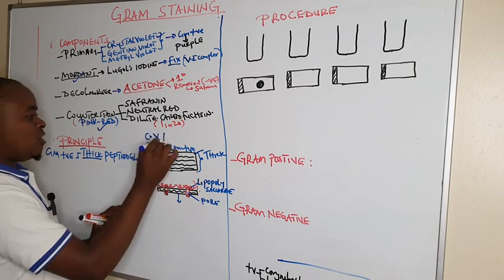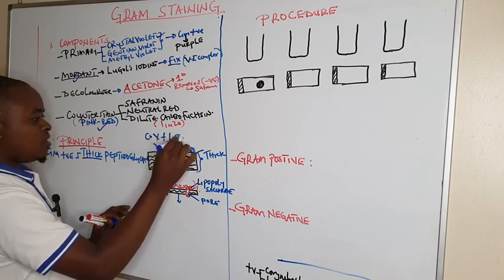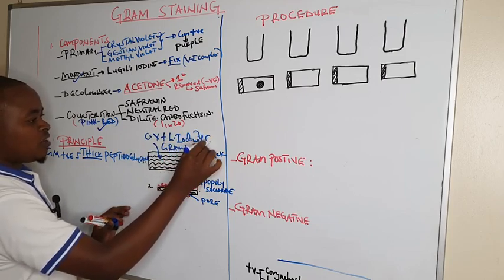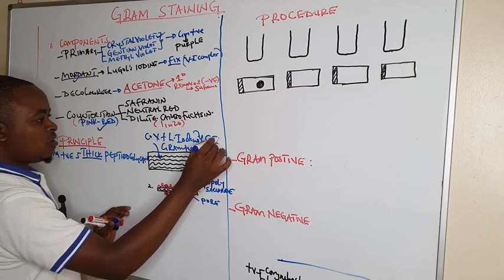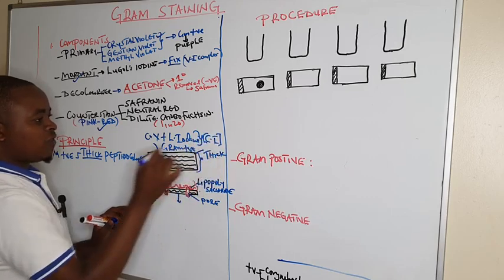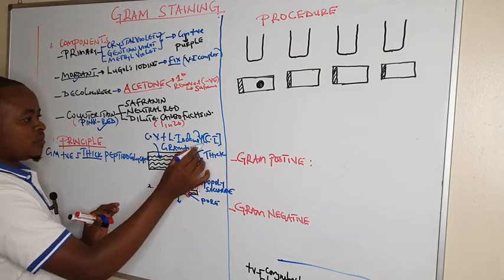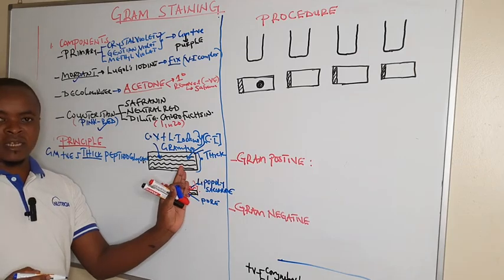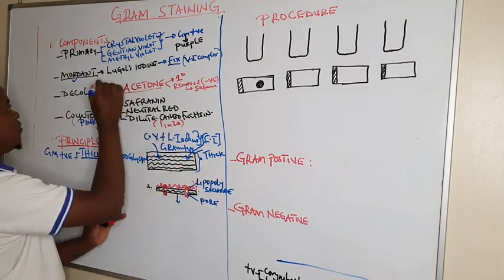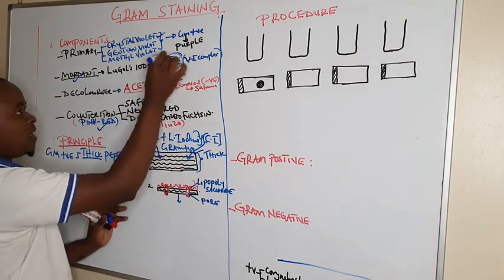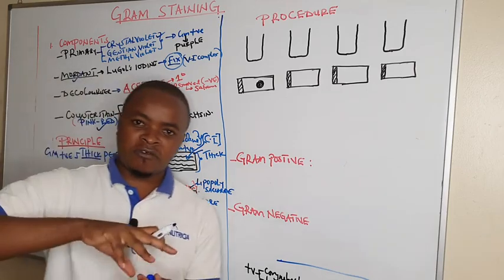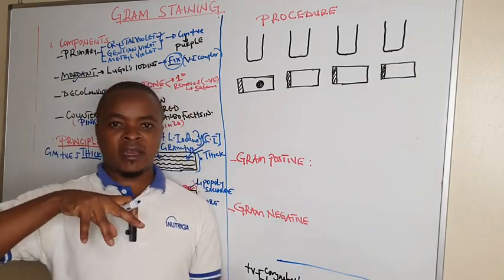Then on addition of a mordant, that is the Gram's iodine, it is going to form a complex known as the crystal violet iodine complex. And this crystal violet iodine complex is fixed within this thick peptidoglycan layer. We said the use of the iodine as a mordant is to fix. It forms a complex which is fixed within the thick peptidoglycan layer.